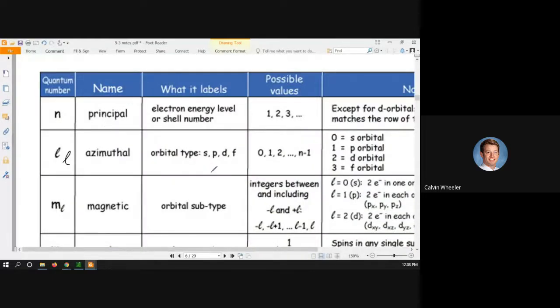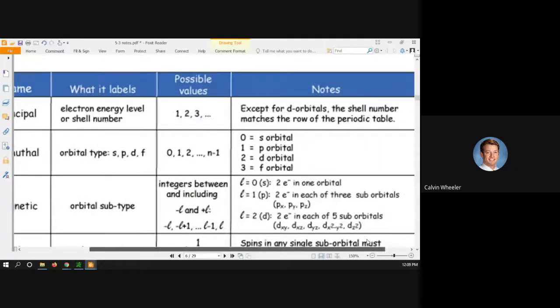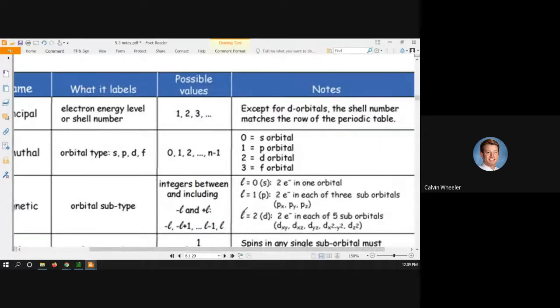That is what the principal energy level is, 1 through 7. We'll get to this note in a little bit.